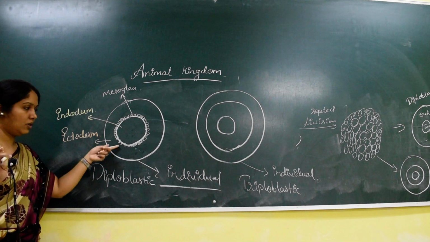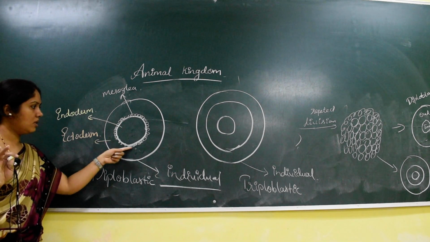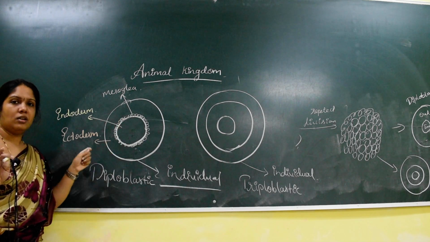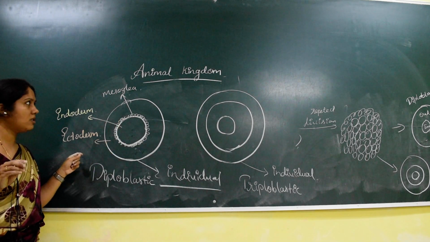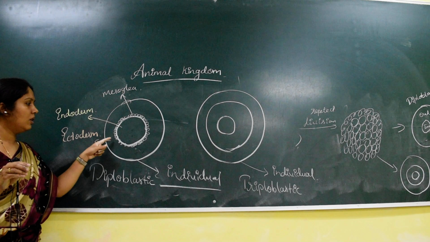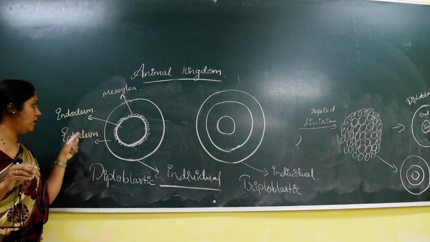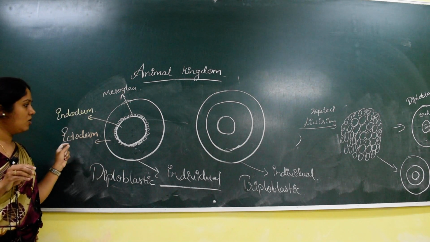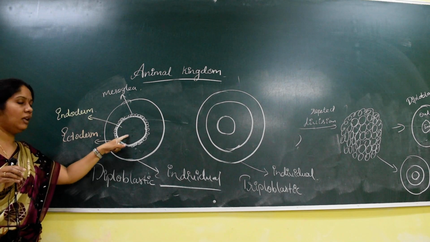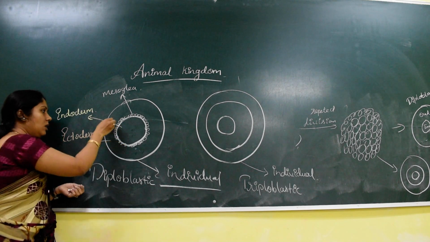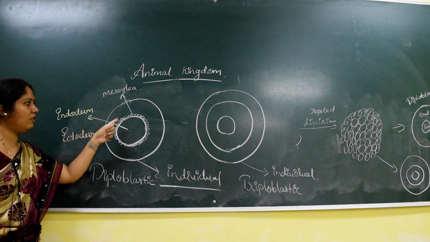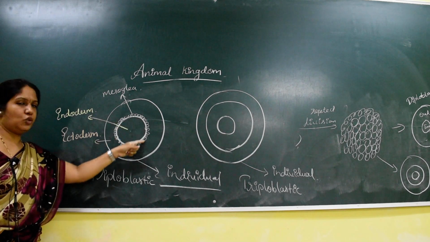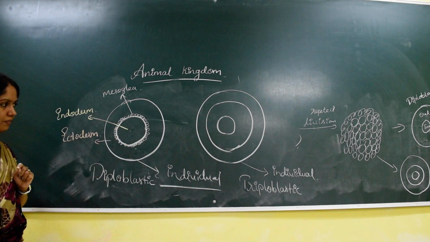It is not a group of cells forming one tissue. It is a semi-fluid structure. We can term it as tissue also, mesoglial tissue, but it is not a germ layer. Understood? So outer ectoderm, inner endoderm, and in between that we can see a fluid tissue called mesoglea.